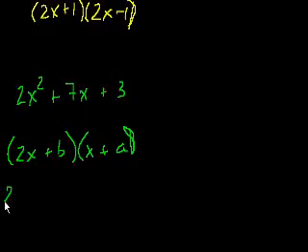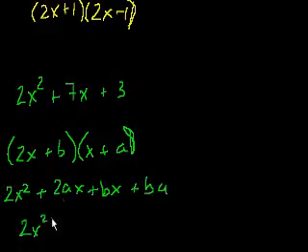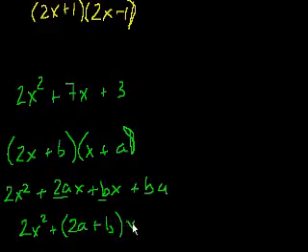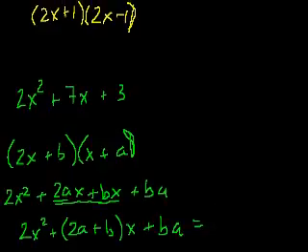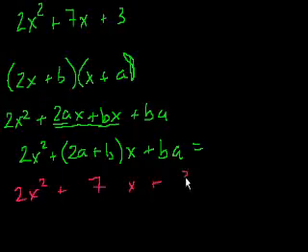2x times x, 2x squared. 2x times a, plus 2ax. B times x, plus bx. B times a, plus ba. So you get 2x squared. And I merge these terms. Add the coefficients. Plus 2a plus b, x. Right? That's those two terms. Plus ba. Is equal to this thing up here, is equal to, I'll write it right below it so we can compare terms, 2x squared plus 7x plus 3.